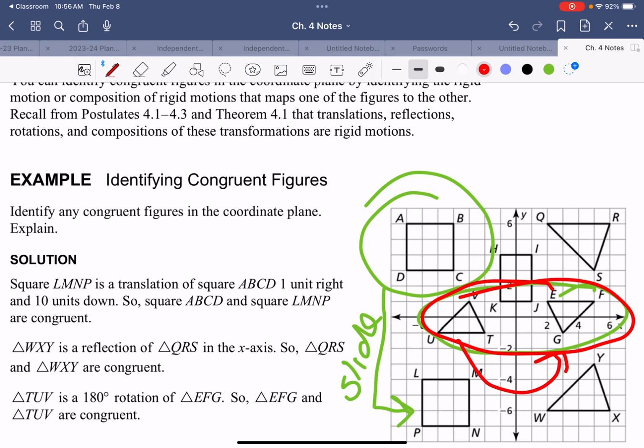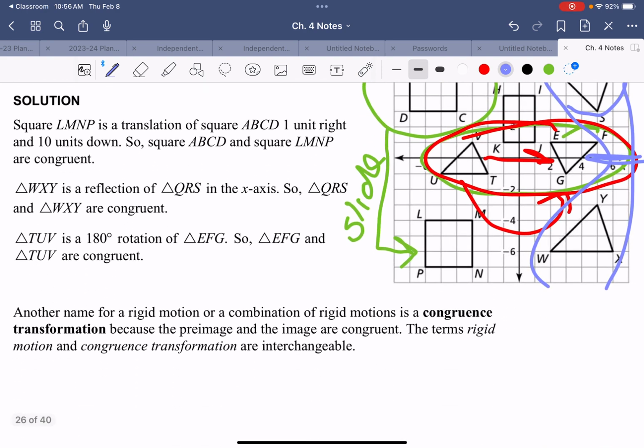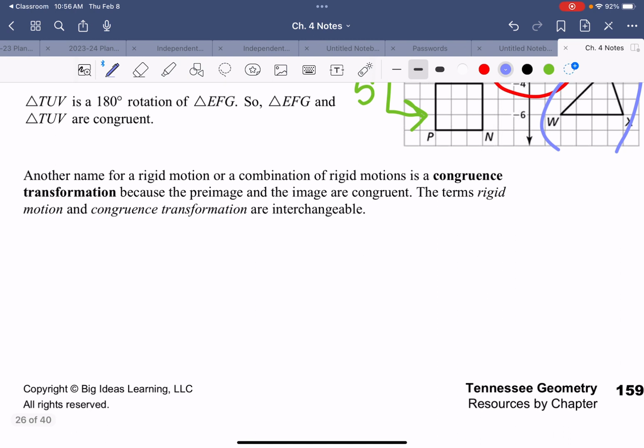Now, I could also do a slide and then a flip. It's just a matter of, do you want to get it in that new position in one transformation or two? And then if I'm going here from these two, it looks like all I did was I flipped it across the x-axis. And that's what we're going to be doing in this section, is trying to identify what's happening.